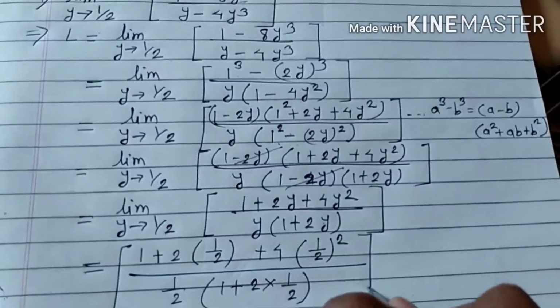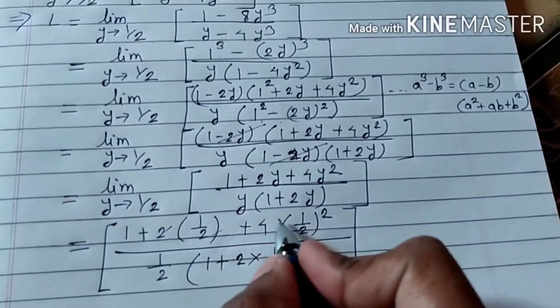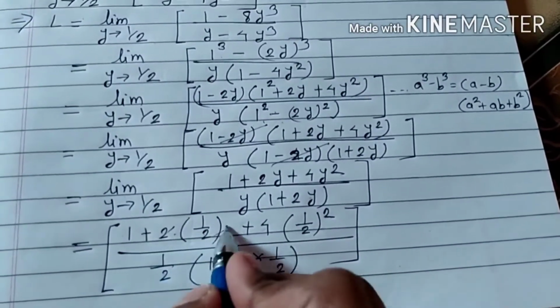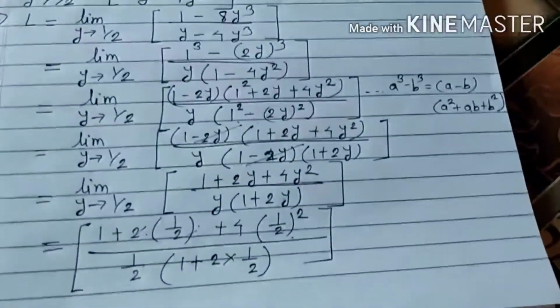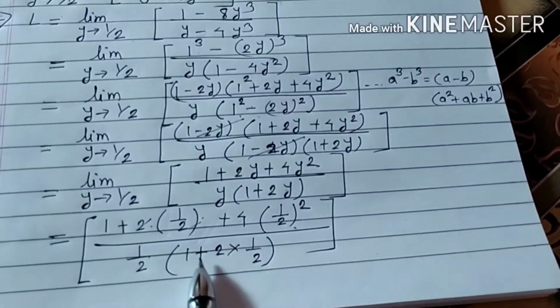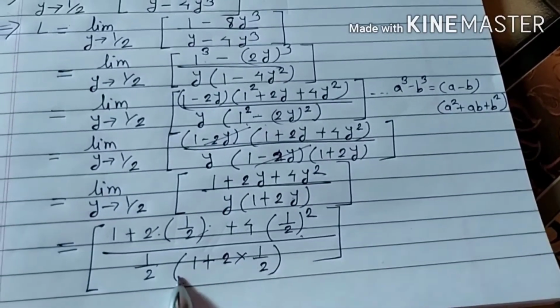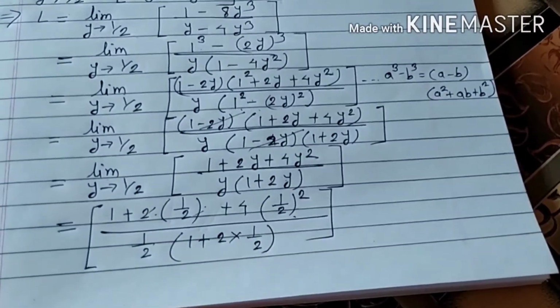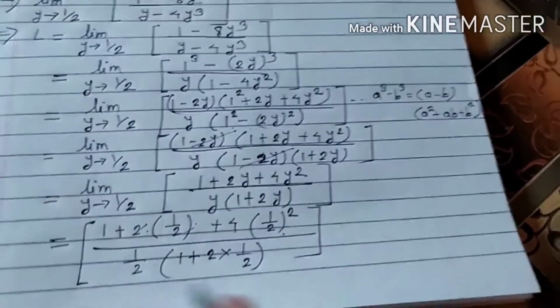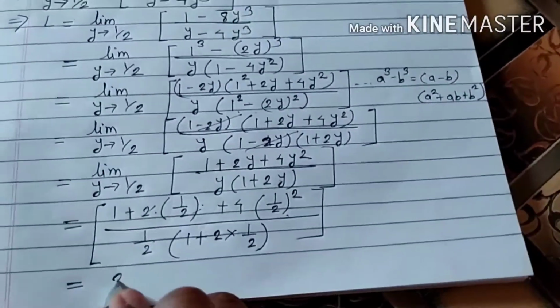Okay. So this 2 gets cancelled, this 4 cancelled, 1 plus 1 plus 1 means it is 3. The 2 gets cancelled, 1 plus 1 is 2, means your answer is only 3. So if you make the calculation, then your answer is 3.